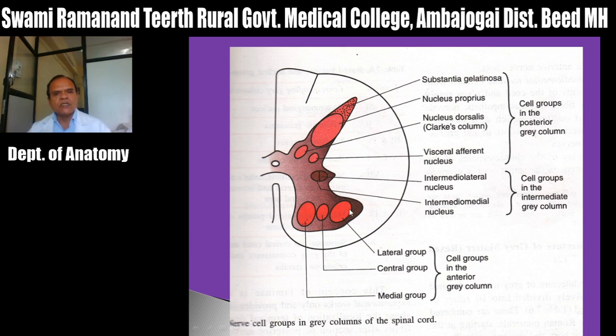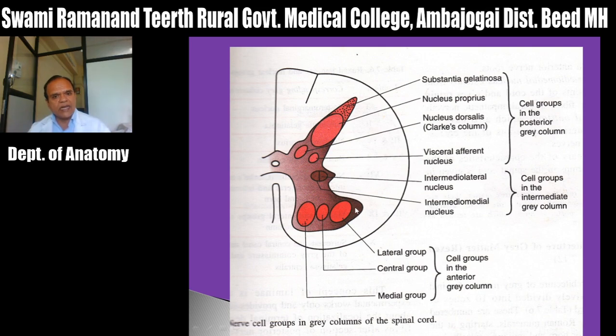and it is further divided into three parts: anterolateral nucleus, posterolateral nucleus, and retroposterolateral nucleus. In this picture it is not shown, but the lateral group is divided into three groups: anteriorly is anterolateral, behind that posterolateral, and behind that retroposterolateral. This is present in the cervical region and lumbar region, supplying the limbs.